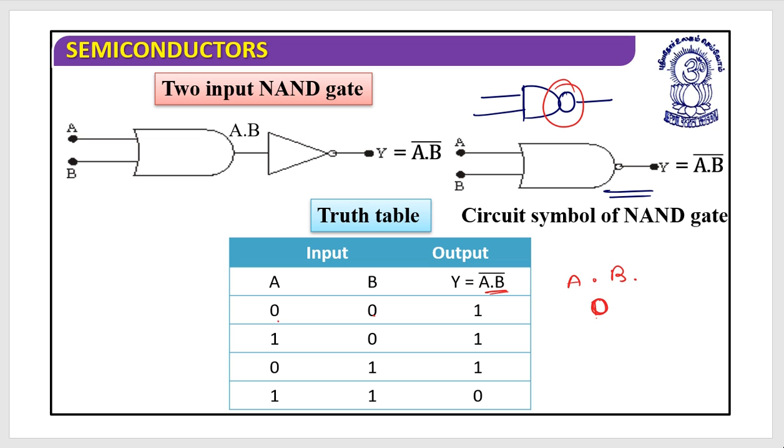When this is 0, this output is 1. When this is 1 comma 0, if I perform the AND operation, it's a 0, and NOT of this is a 1. If it is 0 and 1, if I make an AND operation of it, then this will simply give me the 0, and if I make a NOT of this, it's a 1. If it is the case of 1 and 1, then the output of A and B is a 1, and if I make a NOT operation of this, this will simply be 0. I hope this is clear.